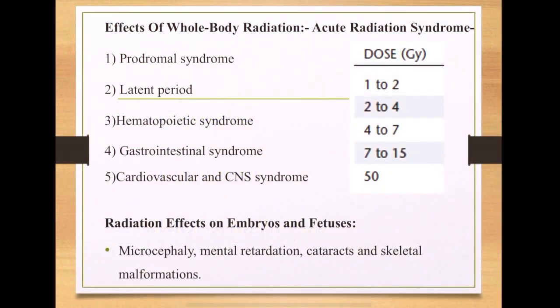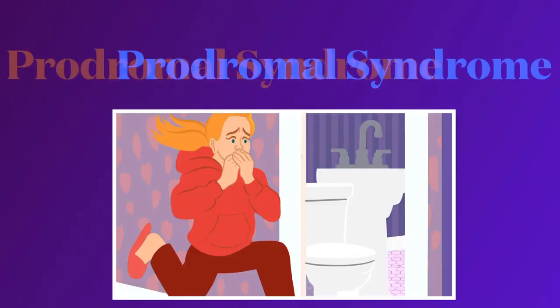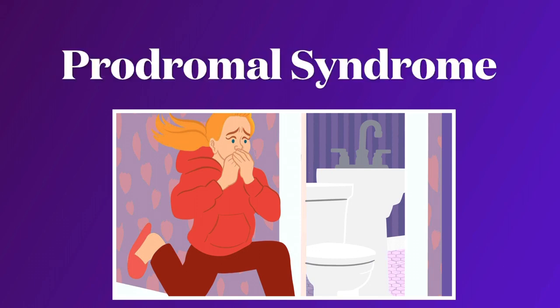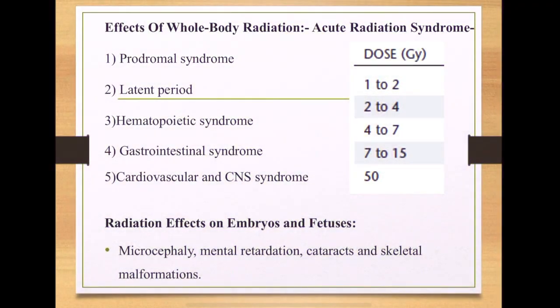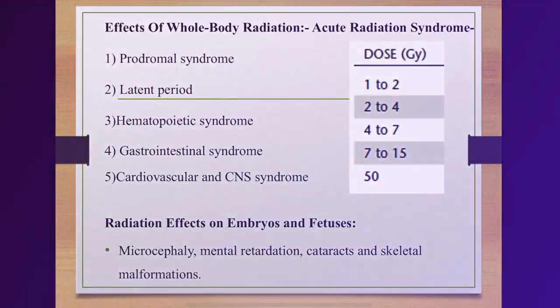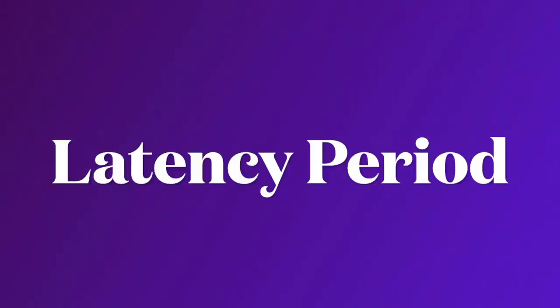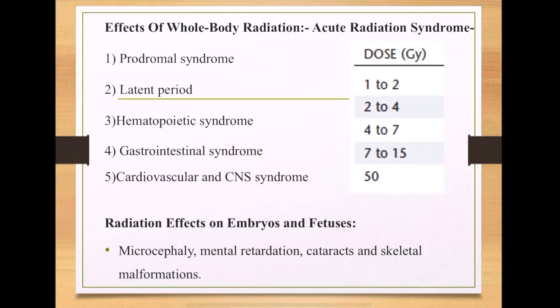Coming to the last part of the session is acute radiation syndrome, which is a collection of signs and symptoms experienced by an individual after an acute whole body exposure to radiation. Based on the dose of radiation, the effect can be as follows. Initially will be the prodromal syndrome, having symptoms of nausea, vomiting, diarrhea and anorexia, which occurs at a dose between 1 to 2 gray. And this is followed by a latency period where the dose is between 2 to 3 grays and the patient will exhibit no signs and symptoms.